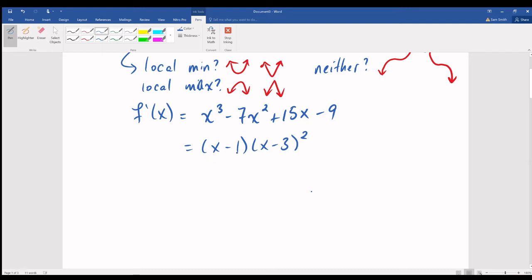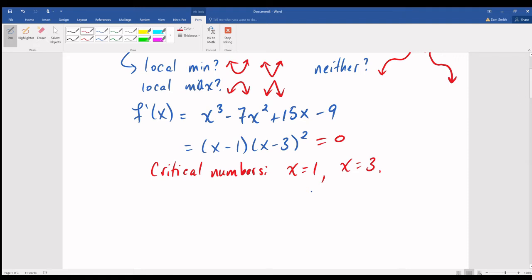Now the first derivative is defined at every value of x. So to find the critical numbers, let's set this equal to 0, and the critical numbers are x equals 1 and x equals 3.